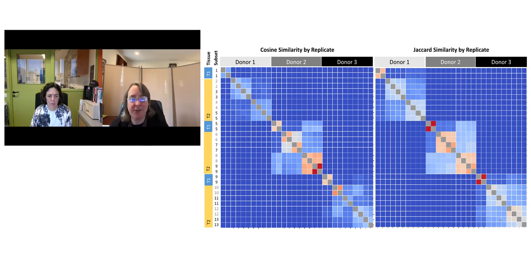But in both cases, what you're seeing is that there's overlap within a donor that's much stronger than between donors, which is what you expect. And there's also overlap within a tissue that's stronger than overlap in some cases between the tissues. So this is biologically plausible and reasonable.